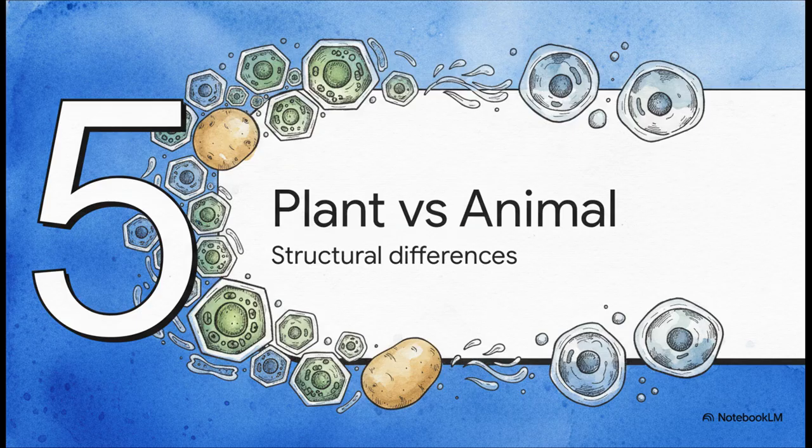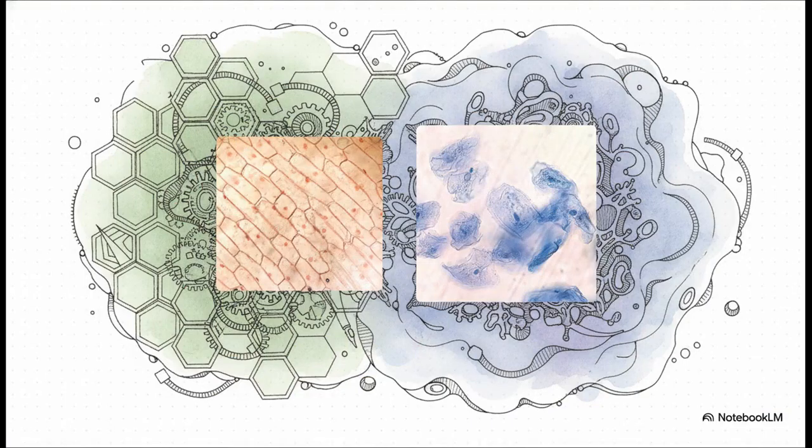Section 5, Plant versus Animal Cells. This is a crucial structural difference. Notice the stark contrast between these two. The plant-based onion cells on the left, they're perfectly box-shaped, super regular, and neatly arranged. But then look at the animal-based human cheek cells on the right. They're totally irregular, softer, and completely lack a uniform structure.